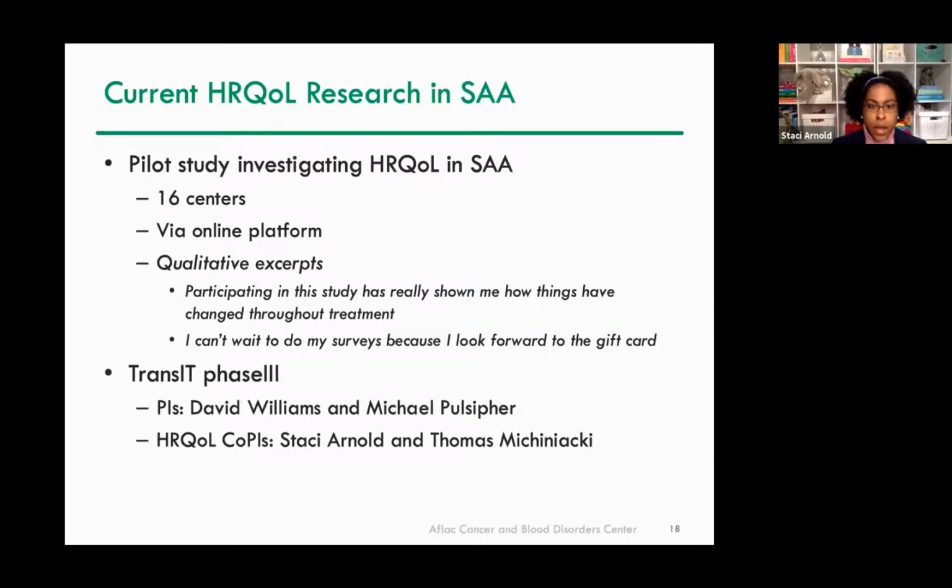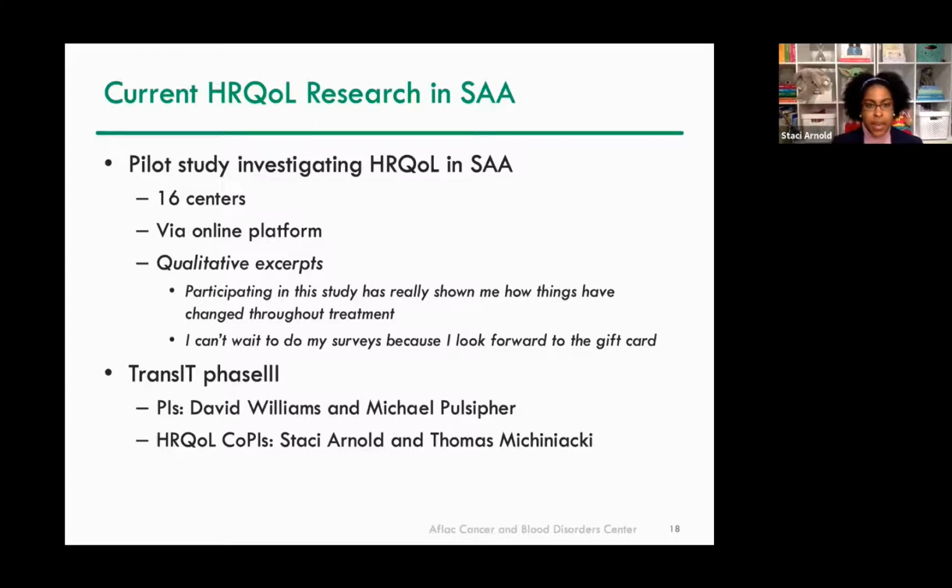So currently, my colleague and I, through the NAPAC consortium, actually have an open pilot study looking at health-related quality of life in children with aplastic anemia. It's open at 16 centers. And it's all via online platform. Our providers at the centers just give the patients and families information about the study, and they're consented and enrolled and complete the surveys all online.